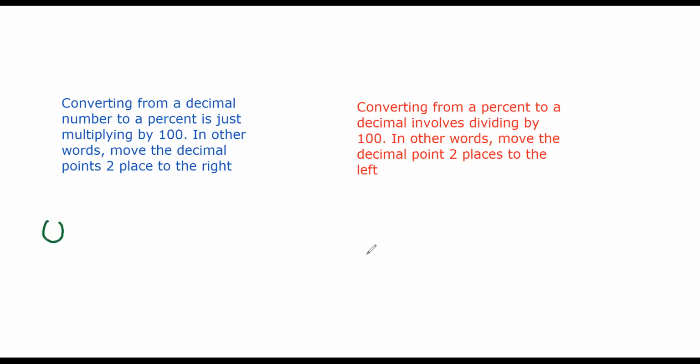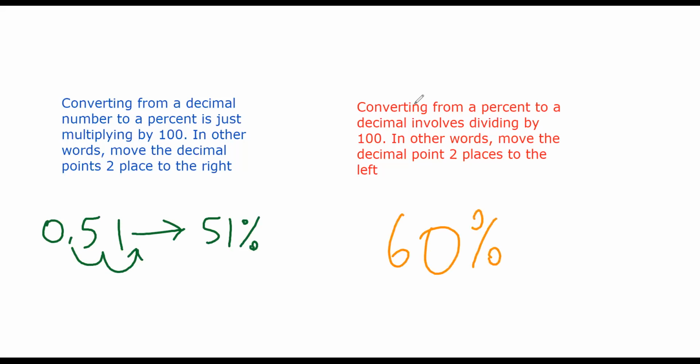Right. So basically, 0.51 written as a percent, I move this thing 2 places to the right, 51%. If I have 60%, you don't see a decimal point written there. That means it's secretly hiding right there. And we move this thing 2 places to the left, and it's just going to become 0.6, and then you can put a 0 at the front. That 0 that was there originally is no longer significant, so it can go as well.